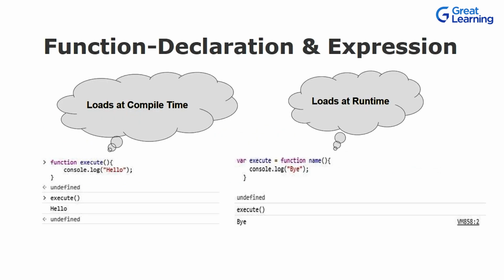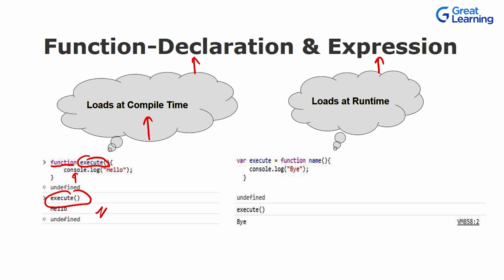Now let's talk about functions. These are one of the most important features of JavaScript. You can declare functions with two different methods: one is function declaration and the other is function expression. This is the traditional way, where the function loads at compile time when you define it as a function declaration. You have the keyword function, then the function name, execute, and then whatever you do in this function, that is printing out hello, and you just call it.